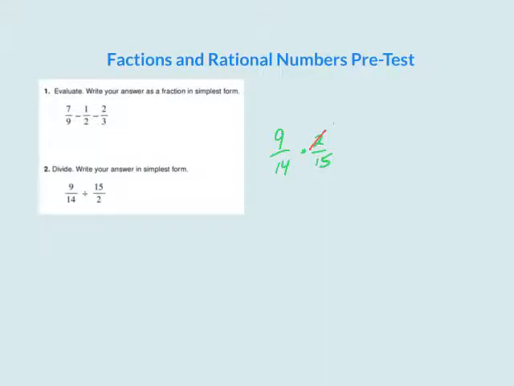So 2 goes into 2 once, it goes into 14 7 times. 3 goes into 9 3 times. 3 goes into 15 5 times. 3 times 1 is 3. 7 times 5 is 35. Very simple problems.